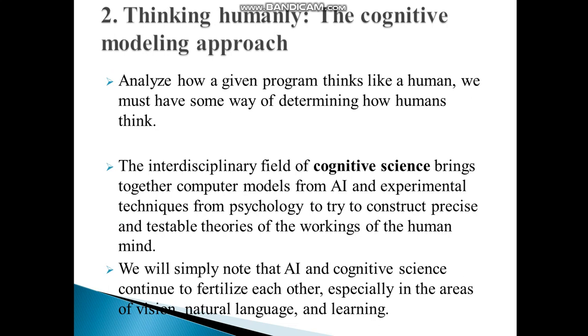Second one is thinking humanly. It is the cognitive modeling approach. Here, we analyze how a given program thinks like a human. We must have some way of determining how humans think. The interdisciplinary field of cognitive science brings together computer models from artificial intelligence and experimental techniques from psychology to try to construct precise and testable theories of the working of the human mind.